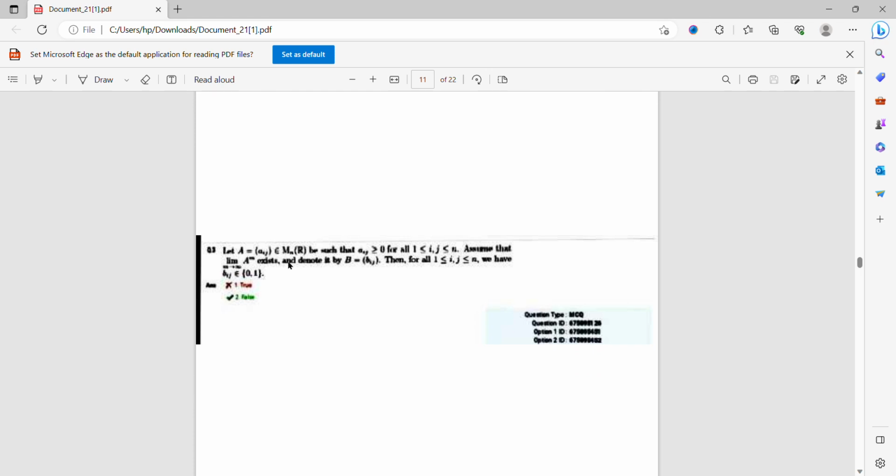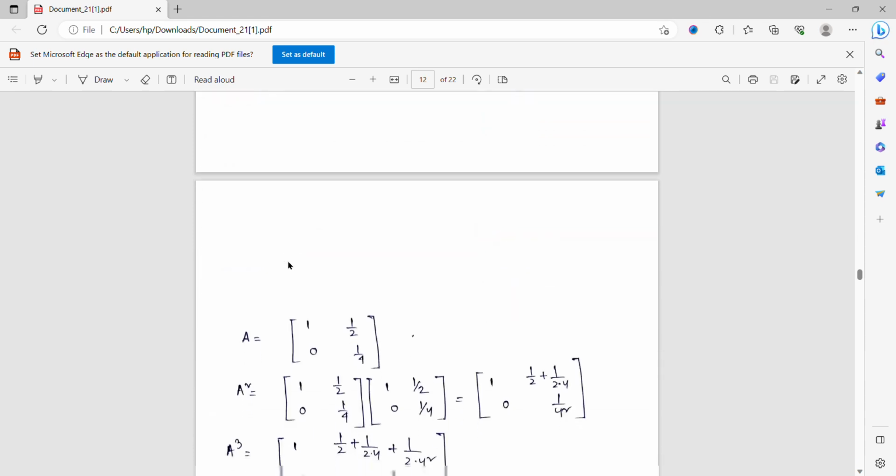It is given that A is an n cross n matrix with real entries such that each entry is non-negative, and assume that the limit as n tends to infinity of A to the power n exists and it is B. Then all the entries of B belong to the set {0, 1}. I mean, if the limit of A to the power n exists, say the limiting matrix is B, then all the entries of B are either 0 or 1. Okay, so if you don't have an idea what convergence of a matrix is, I will explain it. So let's start the solution.